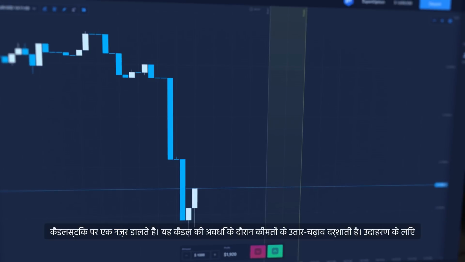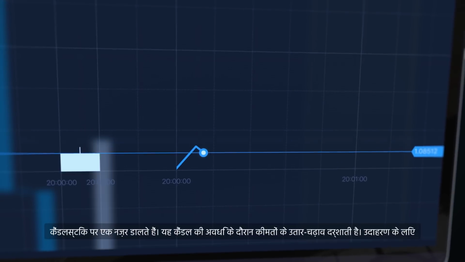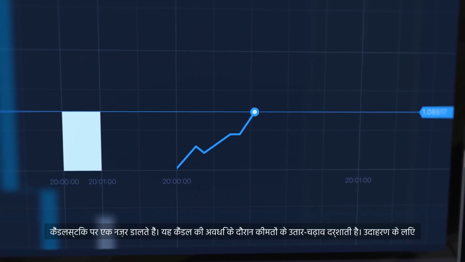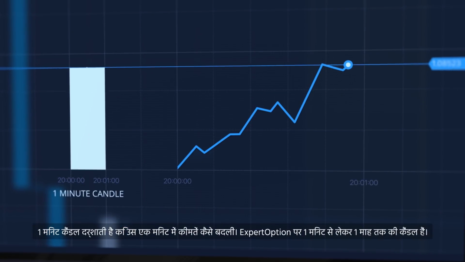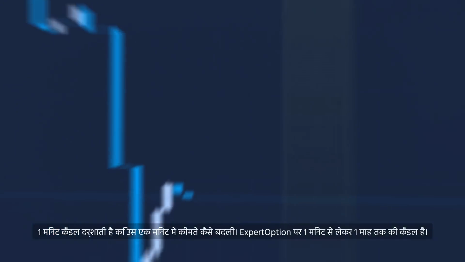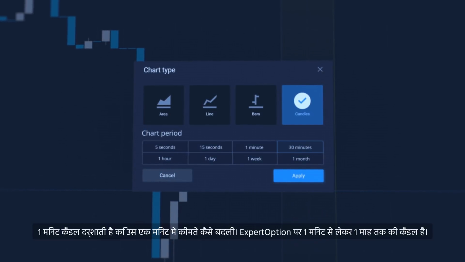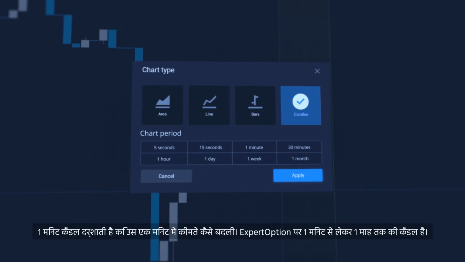Let's take a look at candlestick. It represents price movement during a time frame of the candle. For example, 1 minute candle shows how the price has changed in that minute. At Expert Option, there are candles from 1 minute up to 1 month.